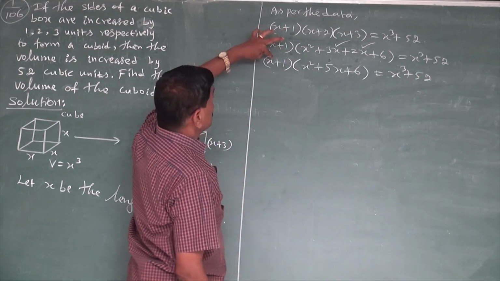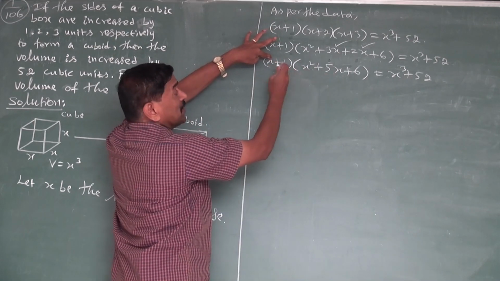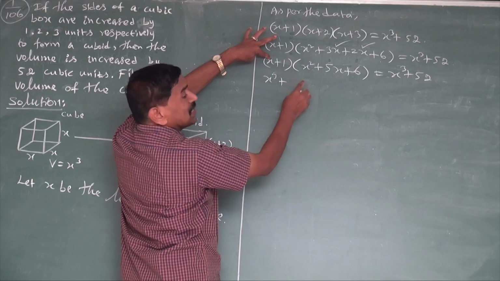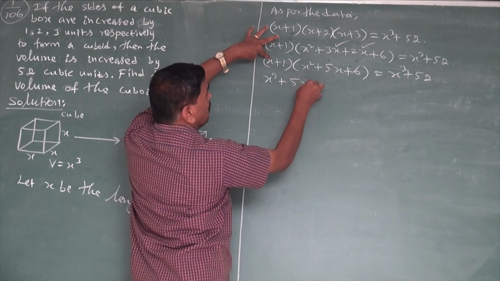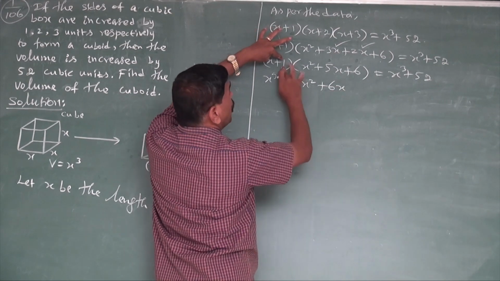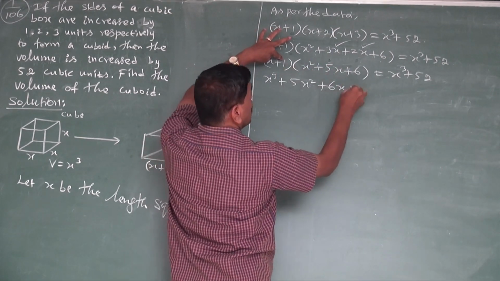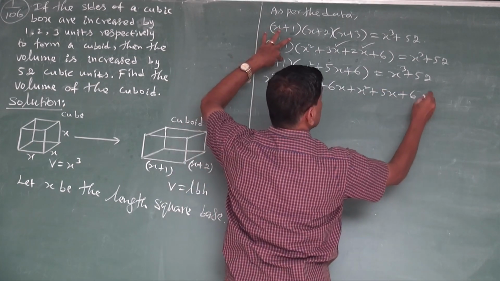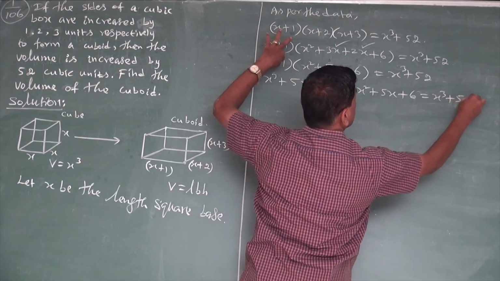Now x is going to multiply all the elements, then 1 is going to multiply all the elements. x into x square is x cube, x into 5x is 5x square, x into 6 is 6x, then 1 into x square is plus x square, 1 into 5x is plus 5x, 1 into 6 is plus 6, which is equal to x cube plus 52.